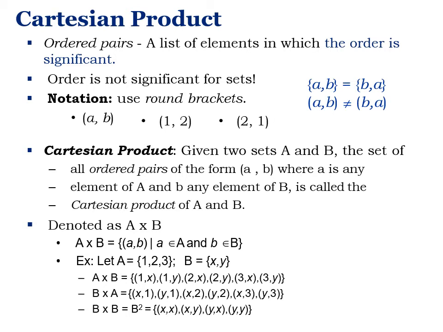Next we have the Cartesian product. Given two sets A and B, the set of all ordered pairs of the form (a, b), where a is any element of A and b is any element of B, is called the Cartesian product of A and B. So, for example, the Cartesian product of A and B.